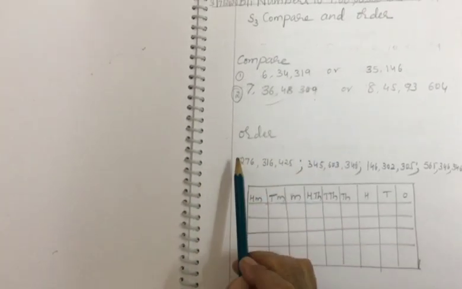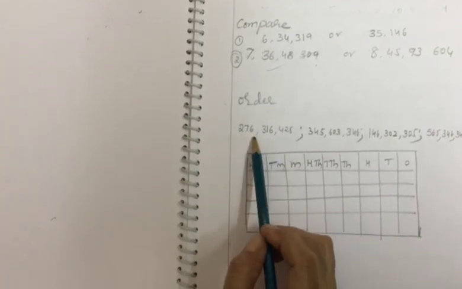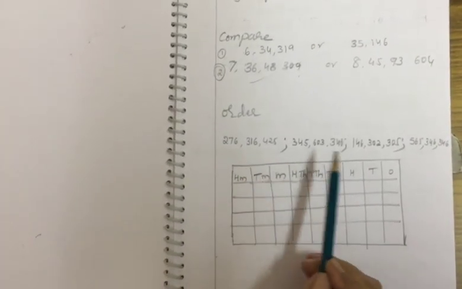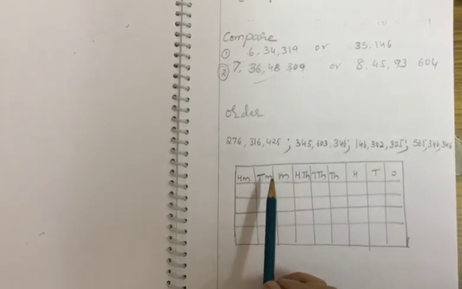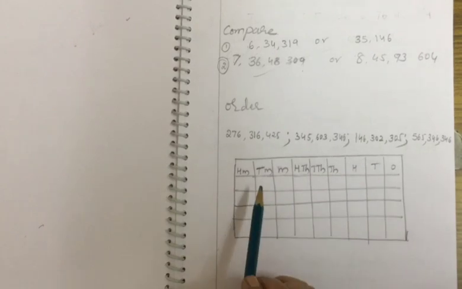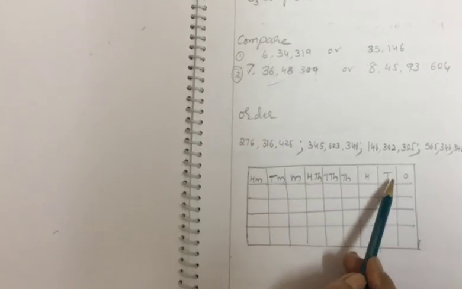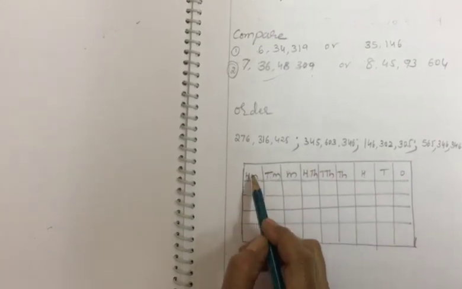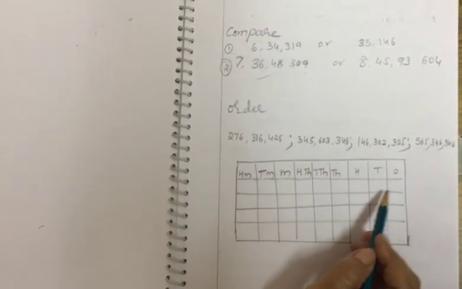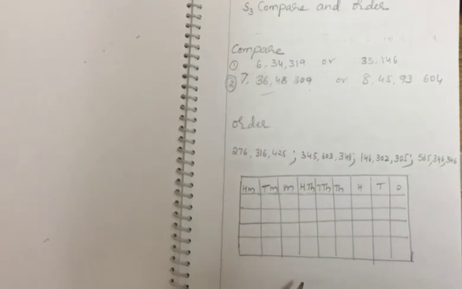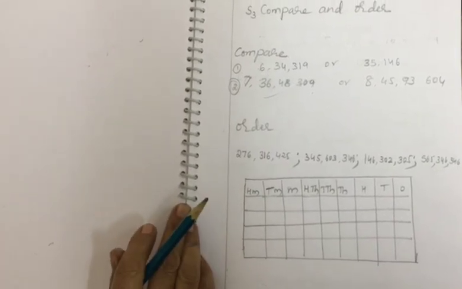Next, order the numbers. How will you order, children? If you have more than 3 numbers, see the ascending and descending order. How will you arrange the numbers, children? First we'll write the places, then we'll arrange the numbers according to place values, and we'll compare and write them in ascending and descending order.